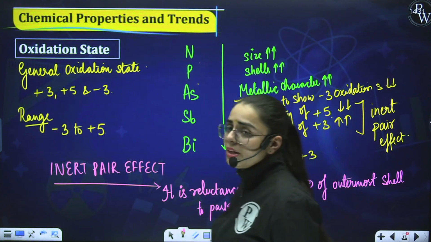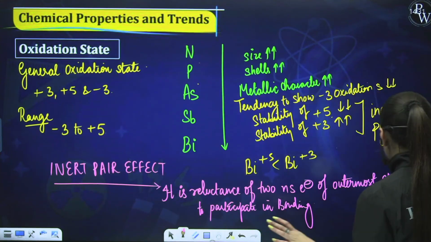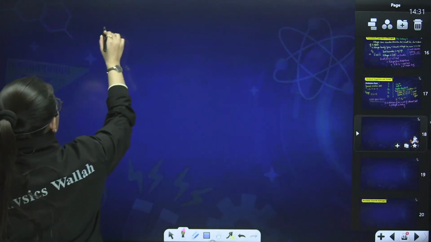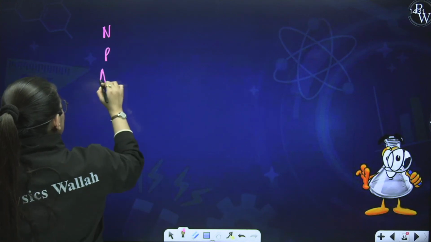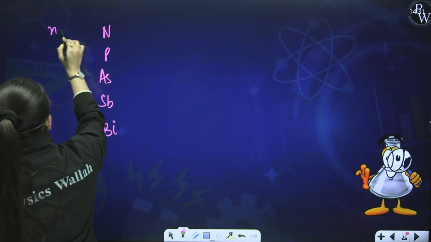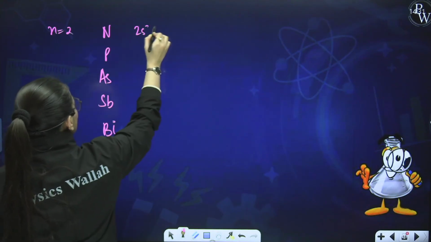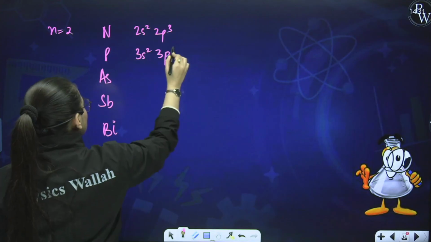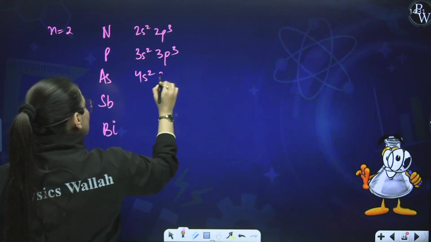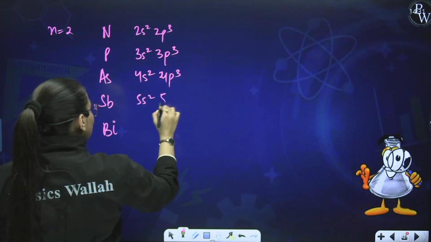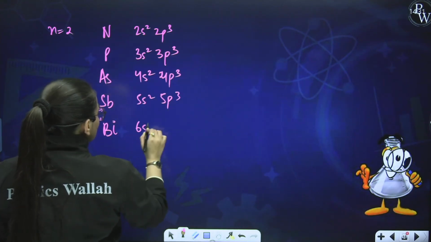See how? Basically what happens is, as you can see over here, let me write. You know that if I write nitrogen, phosphorus, arsenic, antimony and bismuth, N is equal to 2 over here. So it is 2s2, 2p3. It is 3s2, 3p3. It is 4s2, 4p3. It is 5s2, 5p3. It is 6s2, 6p3.